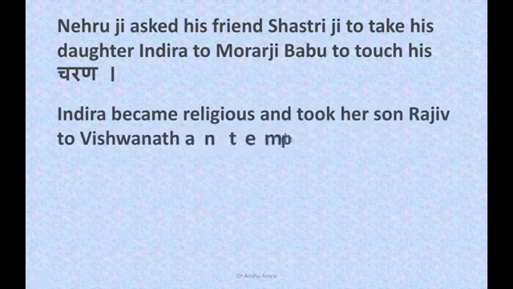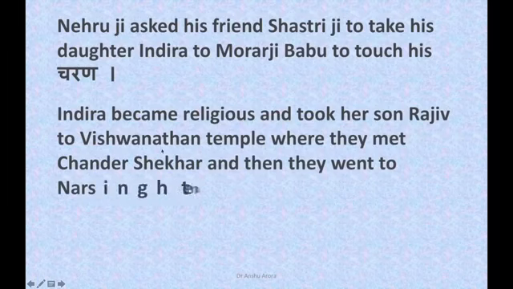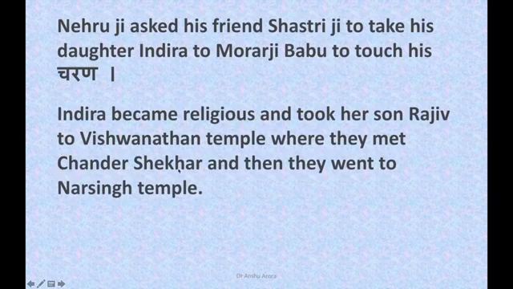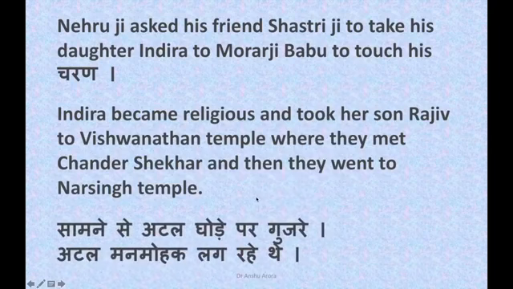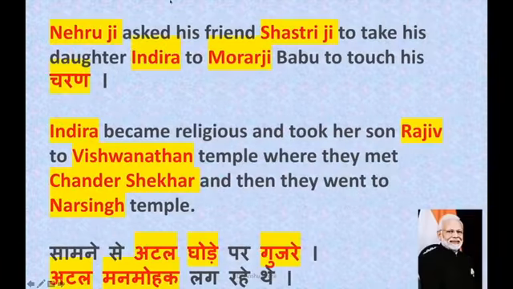Indira became religious and took her son Rajiv to Vishwanath temple, where they met freedom fighter Chandrasekhar, and then together they went to Narsingh temple. Outside the temple, Samne se Atal ghode par guzre, Atal manmohak lag rahe the. So this is a simple story with three lines, but each line gives us a lot of clue words. Five names are hidden in each line. Let's see those hidden words.